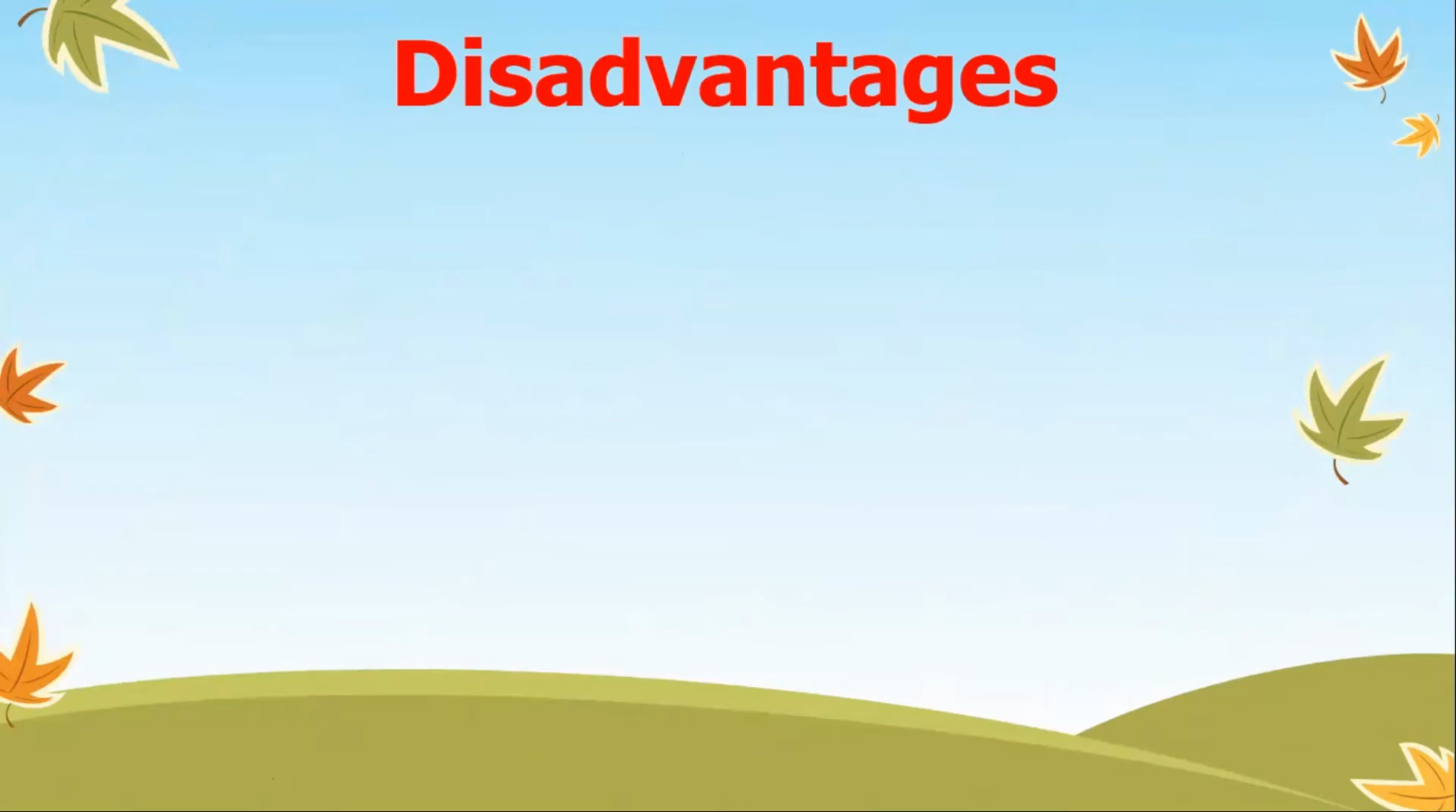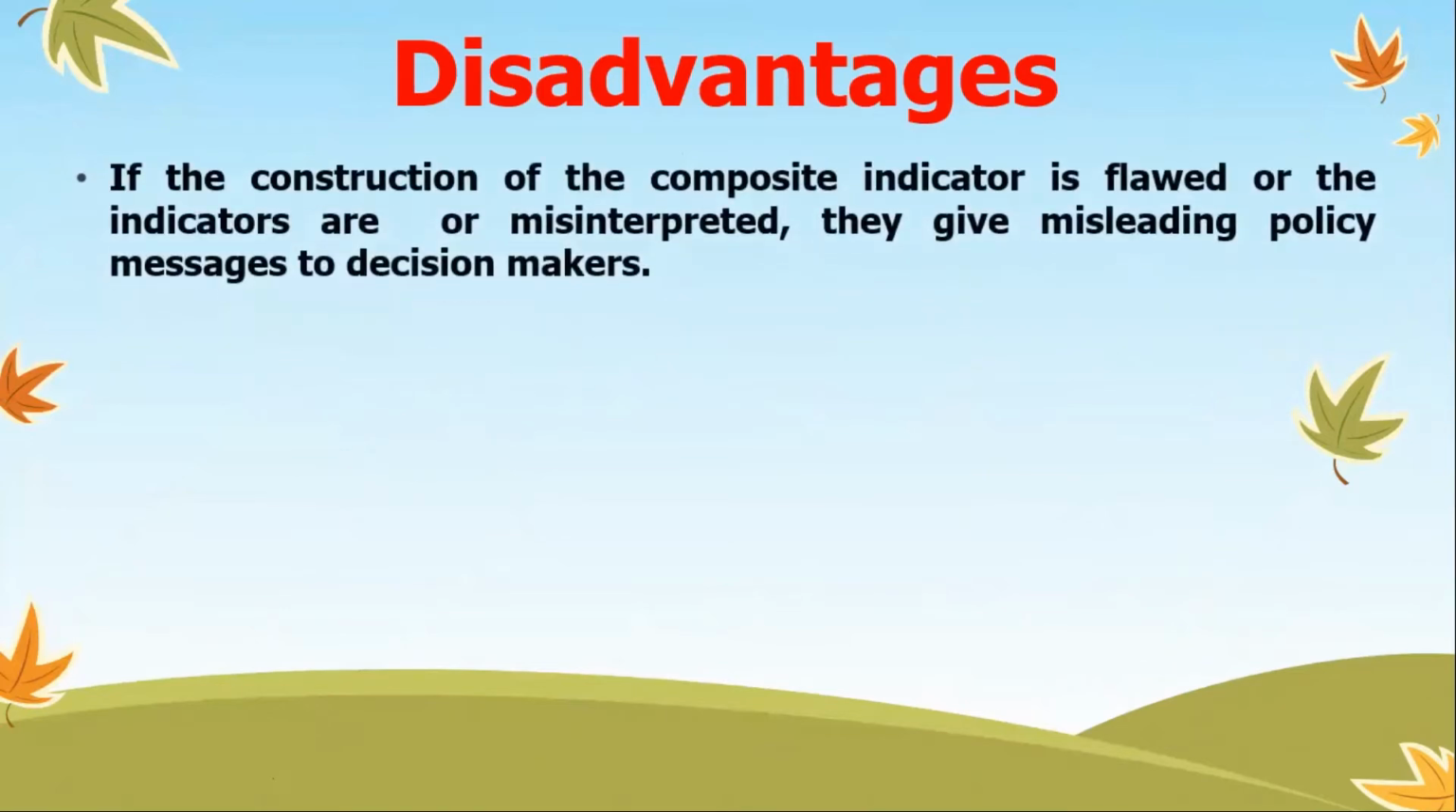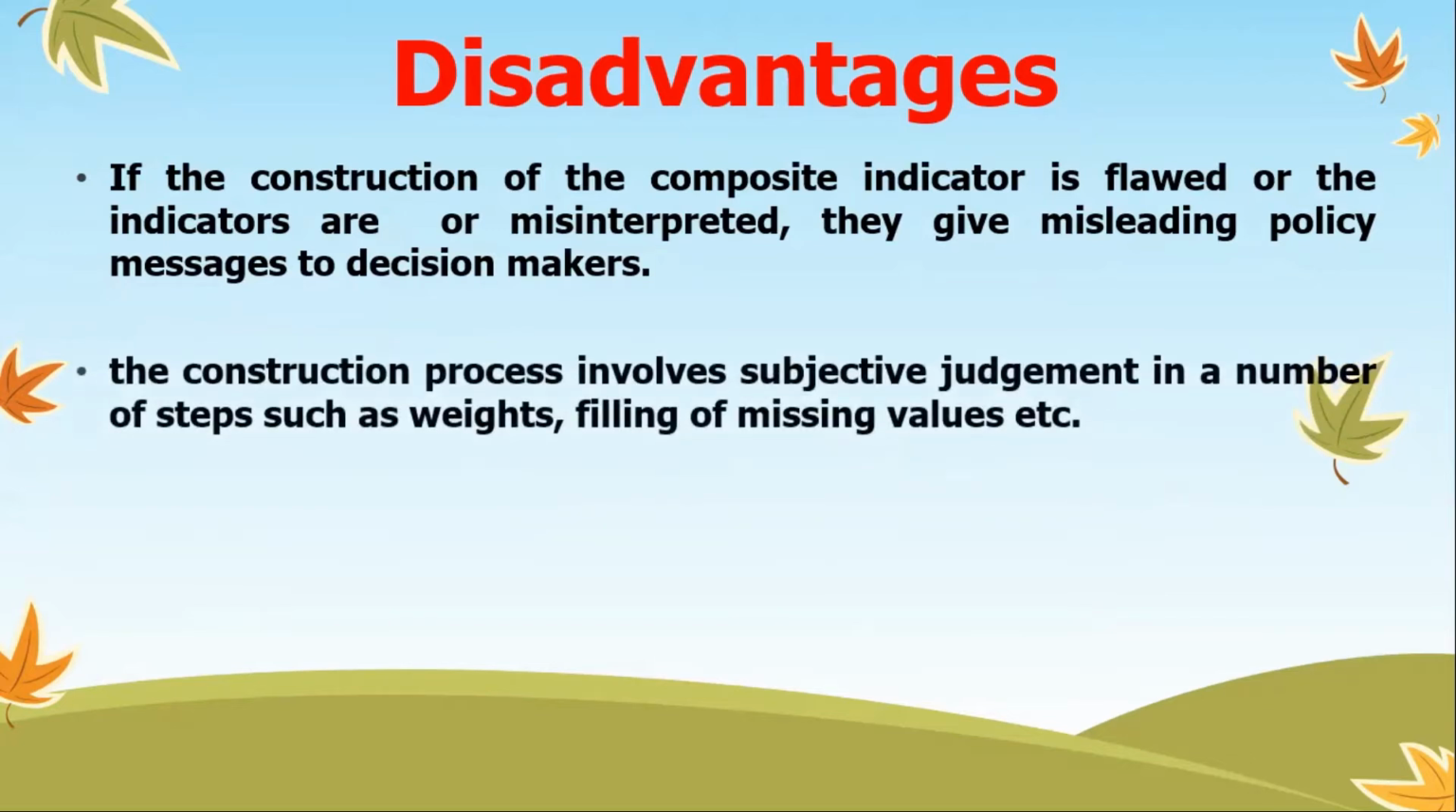Next, the disadvantages of the MDGs. First, if the construction of the composite indicator is flawed or the indicators are misinterpreted, they give misleading policy messages to decision makers. So if the composite indicator is damaged or imperfect, it gives misleading or ineffective policy that causes problems to the decision making. Second, the construction process involves subjective judgment in a number of steps such as weights, filling of missing values, etc.